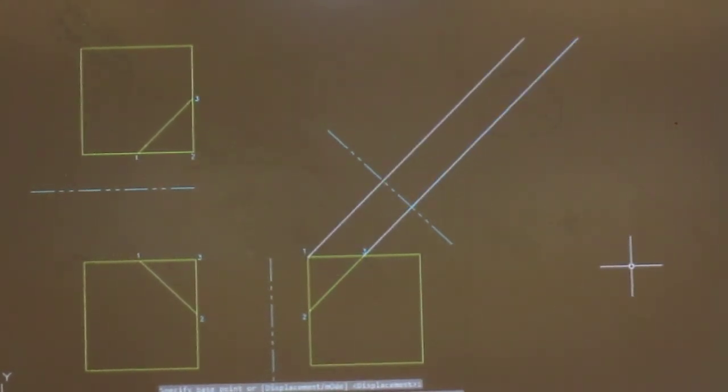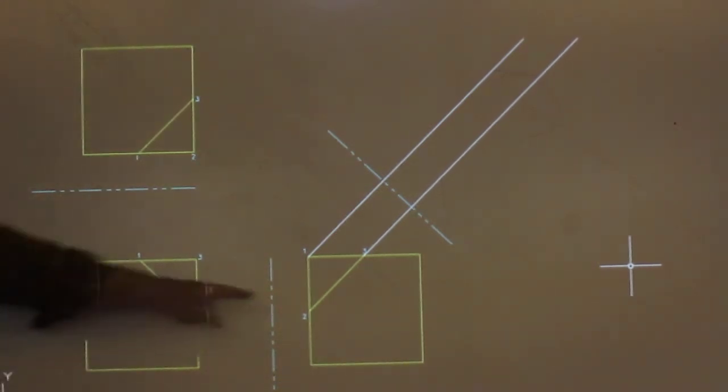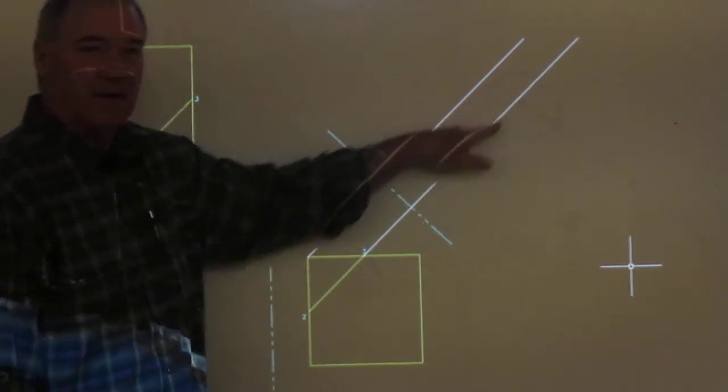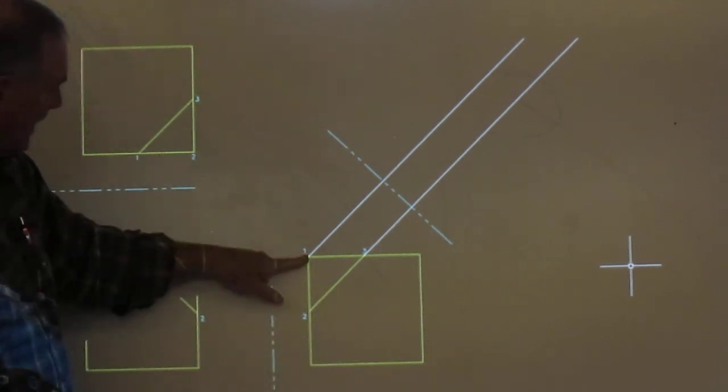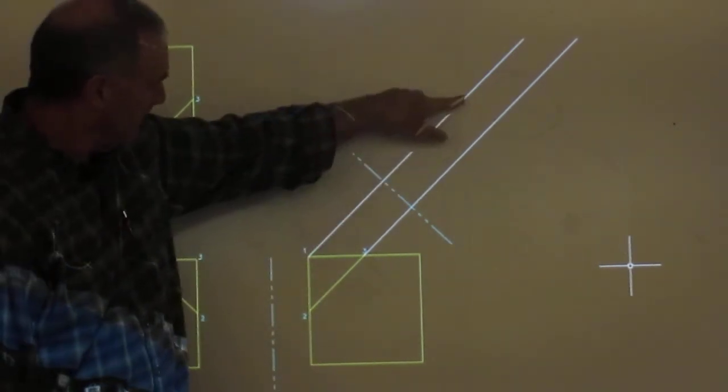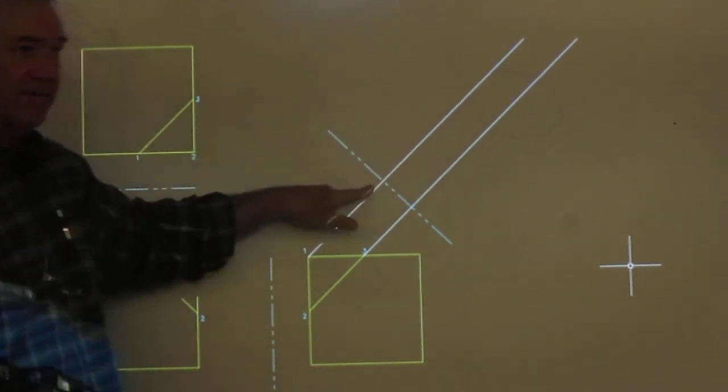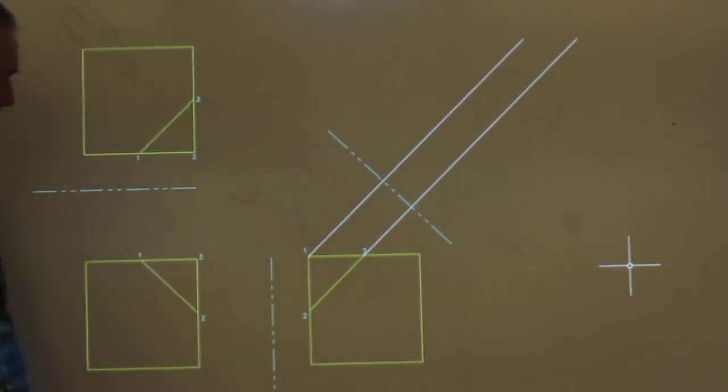Okay, so I've got my two projection lines. I know line 2, 3 has to be along here, and I know I'm going to see it as a point. I have point 1 is going to be along here, I just don't know where. Okay, how are we going to get that missing dimension?